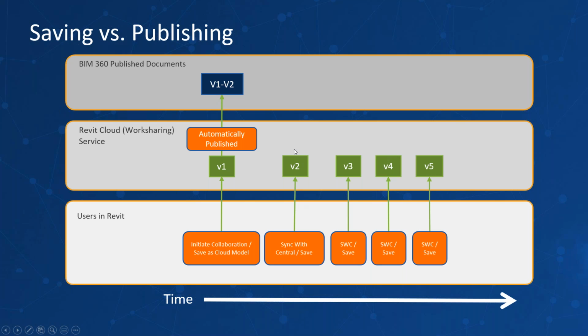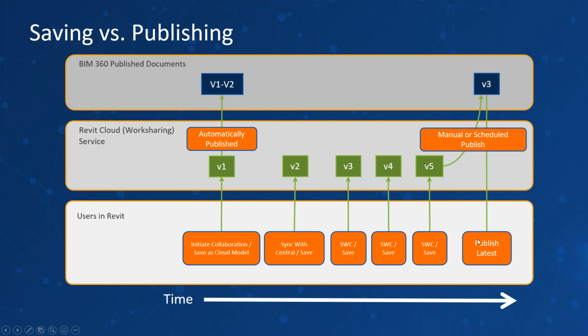Actually, what happens is they're going to create or update the central file in the cloud, which is not the visible file inside of BIM 360 Docs. So this is specifically for the Revit users, and they'll specifically connect to the central file, but that is not visible to BIM 360 Docs. We explicitly have to say, look, I want to publish my version that is now the central file and make it visible, if you will, in BIM 360 Docs for others to look at.